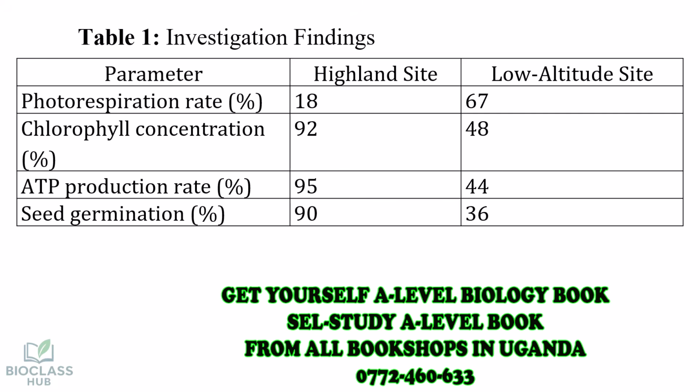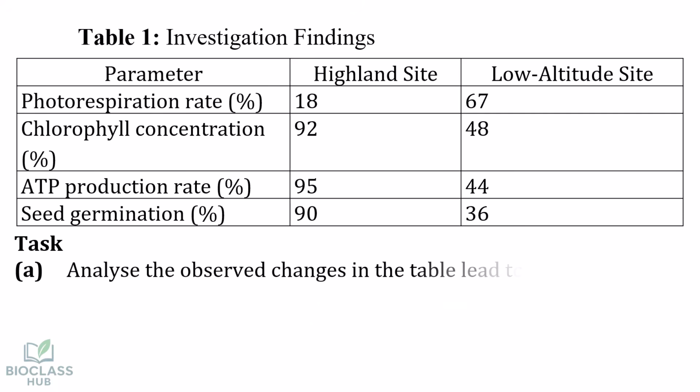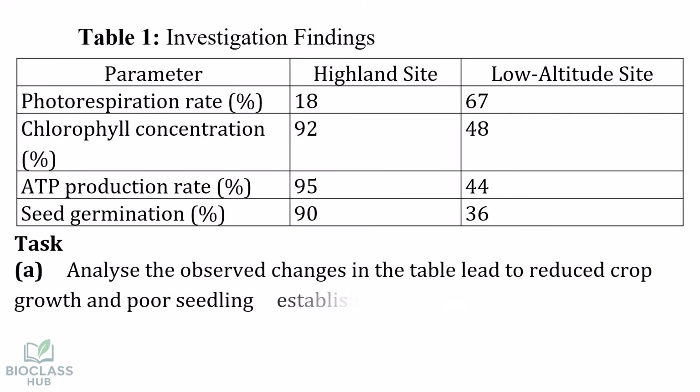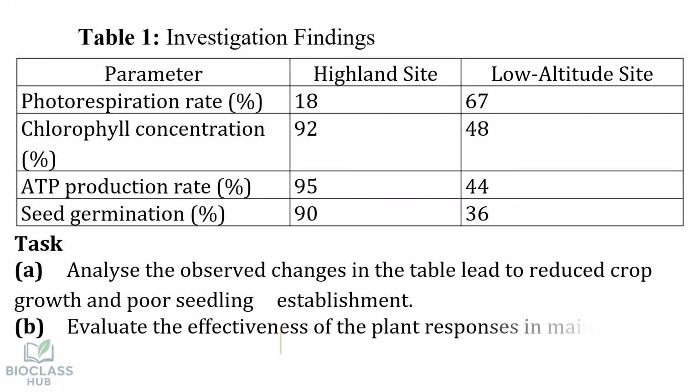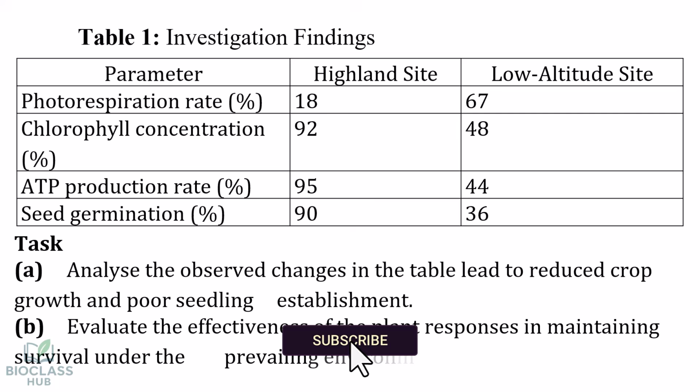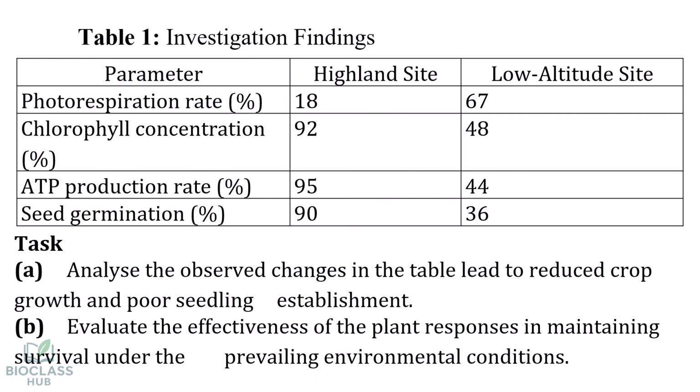Task. Part A. Analyze how the observed changes in the table lead to reduced crop growth and poor seedling establishment. Part B. Evaluate the effectiveness of the plant responses in maintaining survival under the prevailing environmental conditions. We are going to analyze and evaluate.